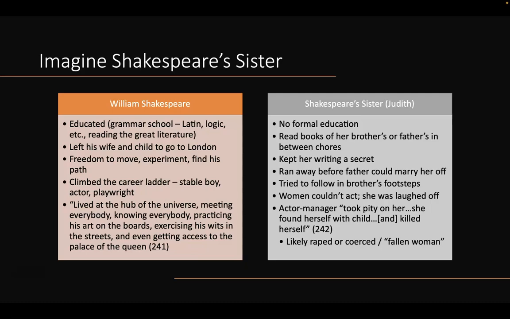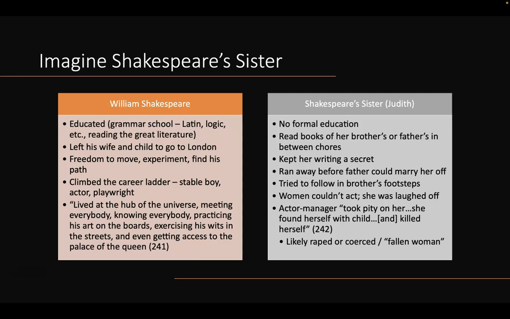And so, as Woolf tells us, he lived at the hub of the universe, meeting everybody, knowing everybody, practicing his art on the boards, exercising his wit in the streets, and even getting access to the palace of the queen. Not Shakespeare's sister. What would Judith's life have looked like if she ran away to go to London and try to make it as an artist, as an actress, as a playwright?